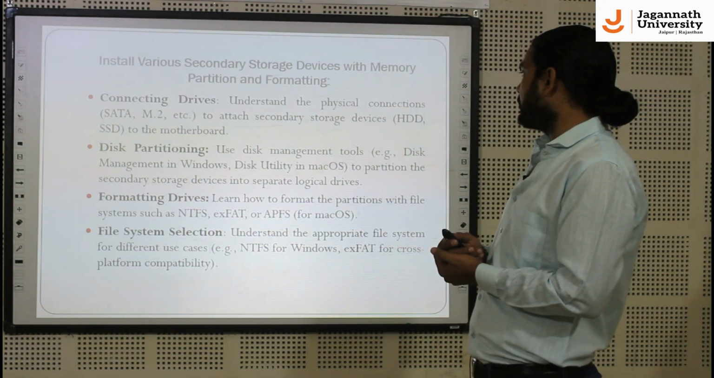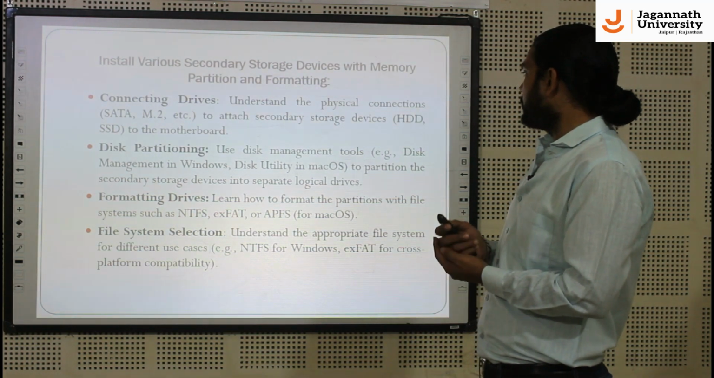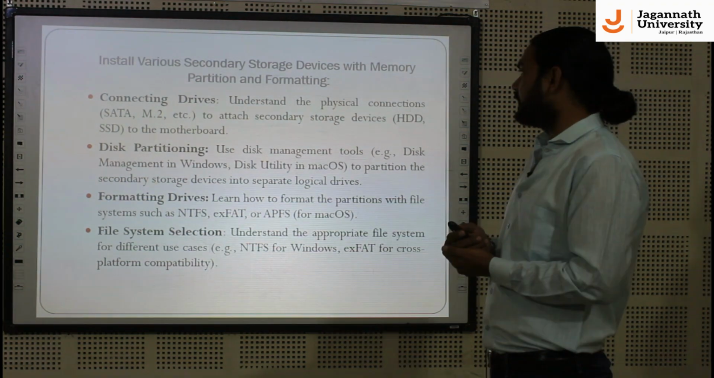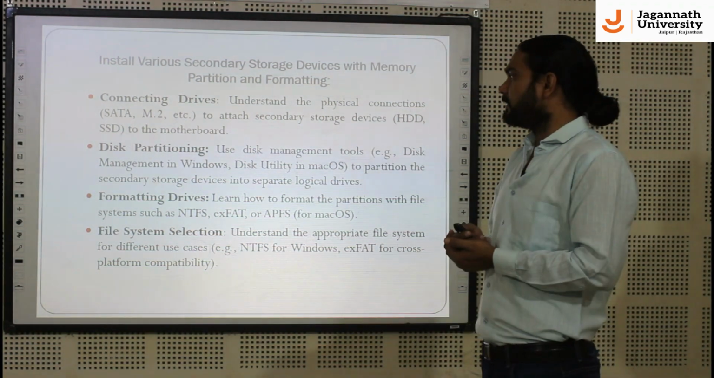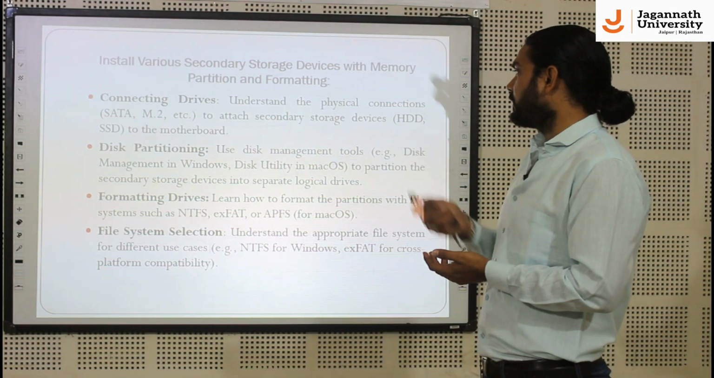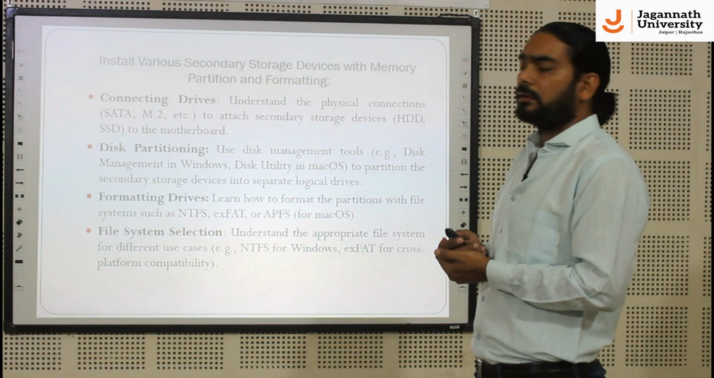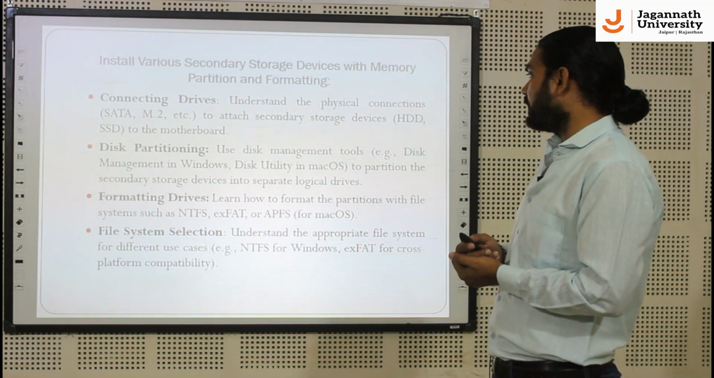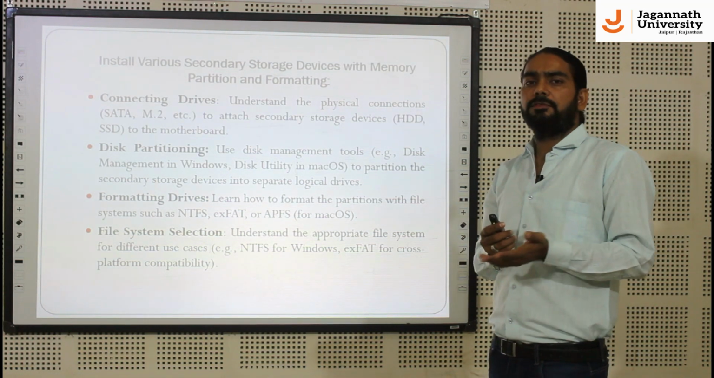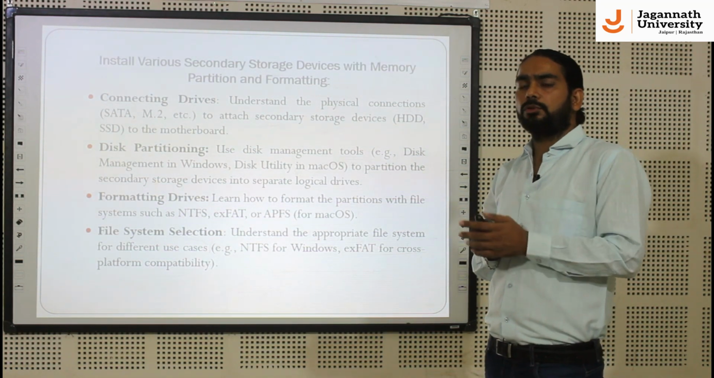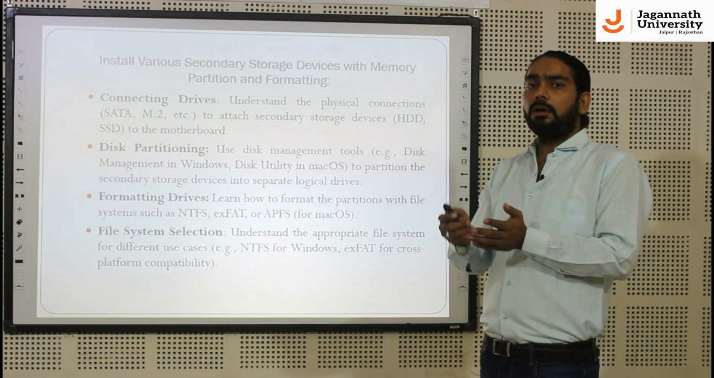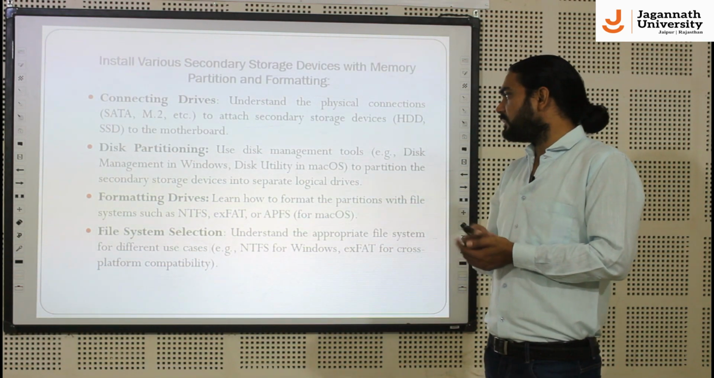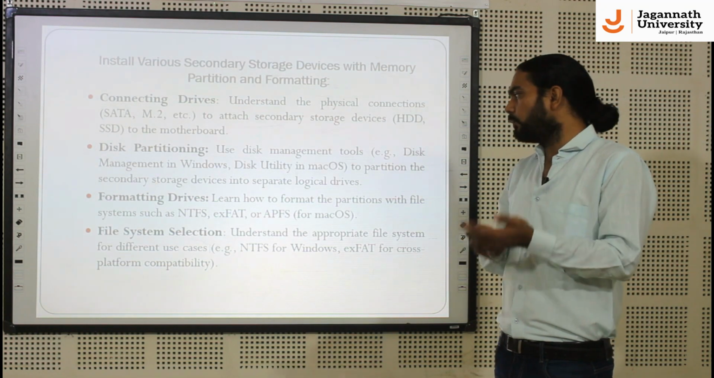Second one is disk partitioning. Use a disk management tool, for example Disk Management in Windows. When we click on My Computer and choose the manage option, we can partition the disk according to our requirement. Third one is formatting drives. We can format our drives if a drive is not used, or we can merge or combine our devices. We can format our devices, then we can use them.